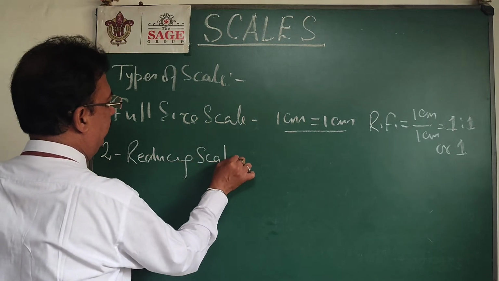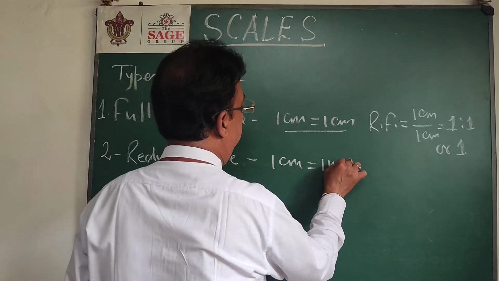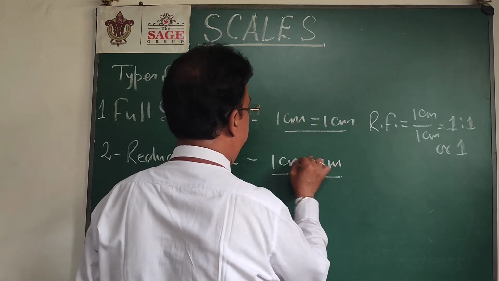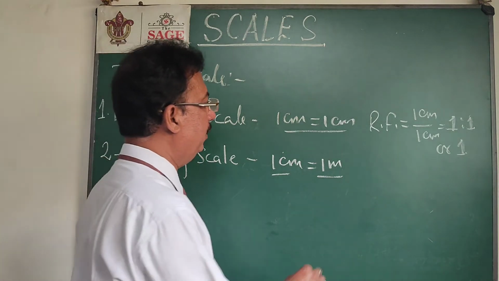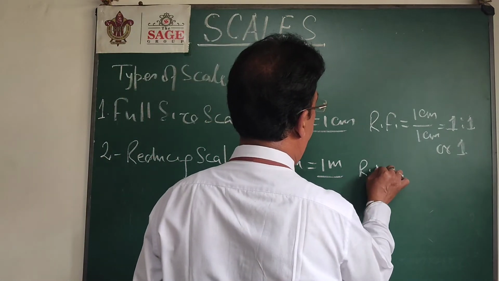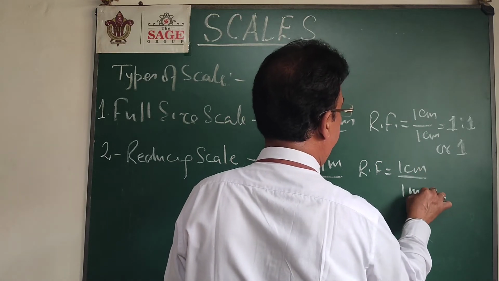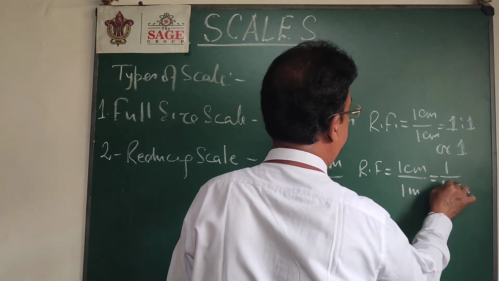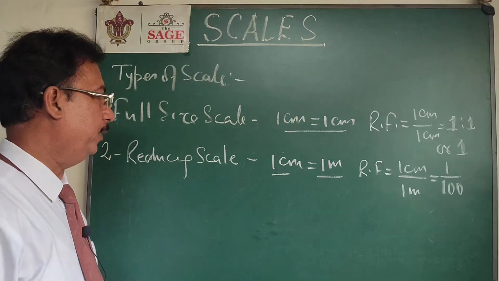I have taken an earlier example, that is, suppose 1 centimeter equals 1 meter. As I told you, the first notation will be for the drawing length, the second one will be for the actual. So RF for this will be equal to 1 centimeter upon 1 meter. As you know that 1 meter equals 100 centimeters, so that is 1 upon 100. 1 is to 100 or 1 upon 100.